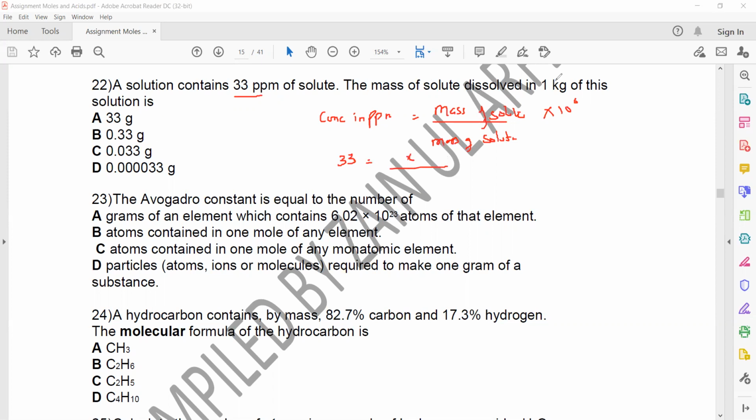in gram, but here the solution mass is given in kilograms, so that will be 1000 into 1 million. So it will be 33 multiplied by 1000 divided by 1 million. This will give us the mass of solute. So basically it's 33 divided by 1000, which will come out as 0.033. So C will be the right answer for question 22.